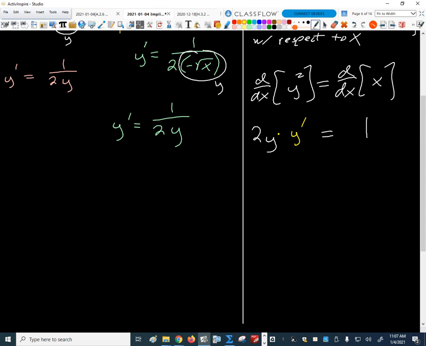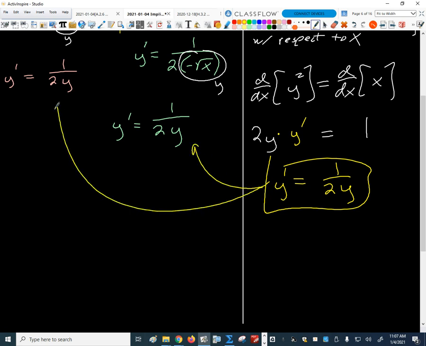Anybody see that? Okay, now if I solve for y prime, I'm just going to divide each side by 2y, and look what I get. Y prime equals 1 over 2y. Well, that's the same thing that I got over here, going through a much more difficult and tedious process, right? So the moral of the story is we no longer have to explicitly solve for y when we want to calculate y prime. We can just leave the equation as it is and differentiate with respect to x. And y primes will pop out via the chain rule if they exist. Okay, let's demonstrate.